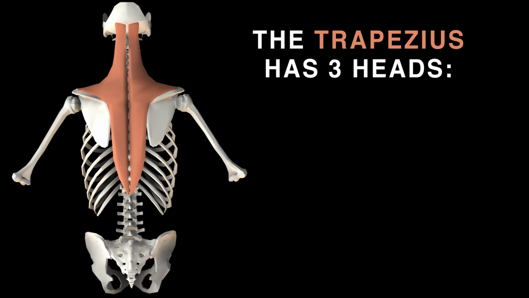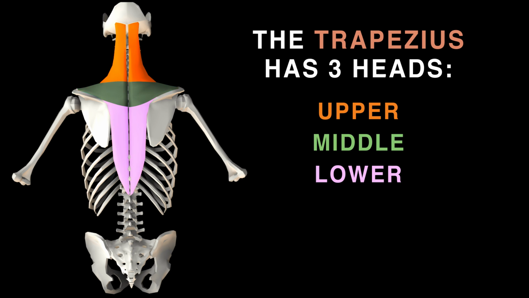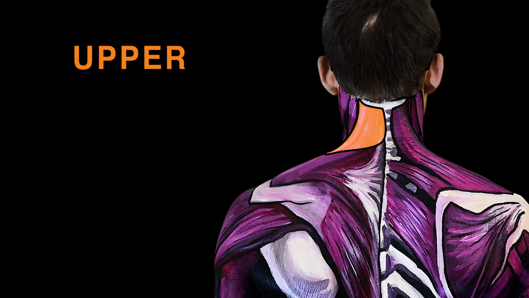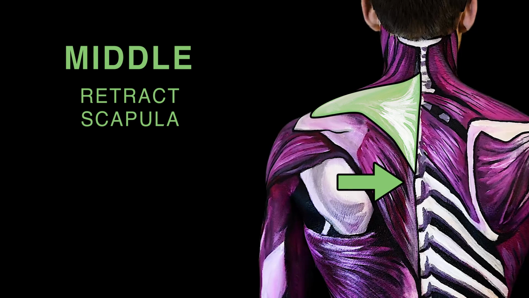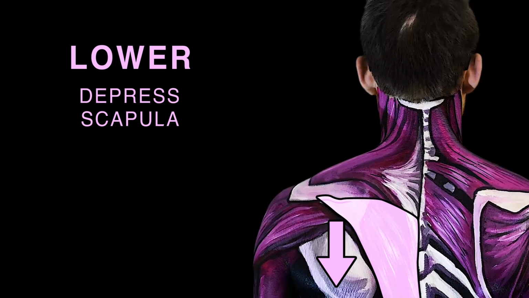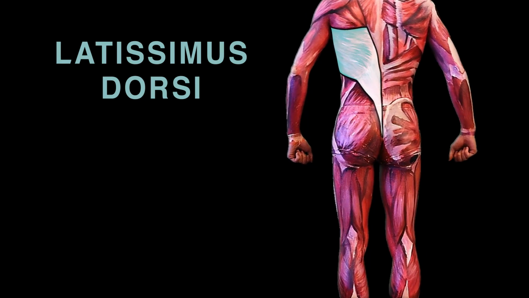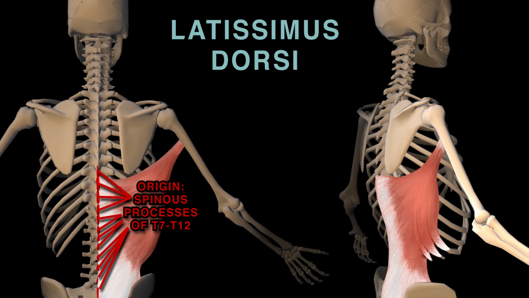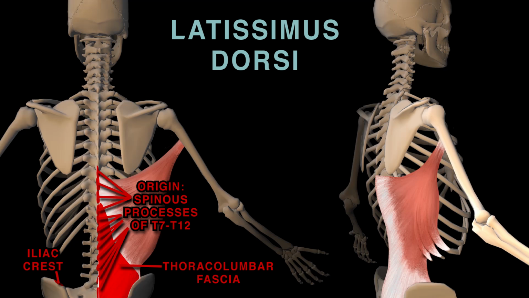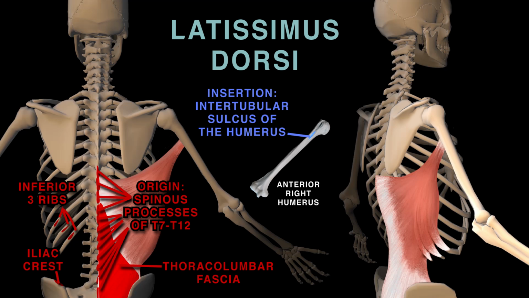The trapezius has 3 heads, upper, middle, and lower. The upper fibers of the trapezius elevate the scapula. The middle fibers retract the scapula, and the lower fibers depress the scapula. Finally, we come to the latissimus dorsi. This muscle originates from the spinous processes of T7 to T12, the iliac crest, the thoracolumbar fascia, and the inferior 3 ribs. The latissimus dorsi's fibers converge into a tendon that attaches to the intertubercular sulcus of the humerus.